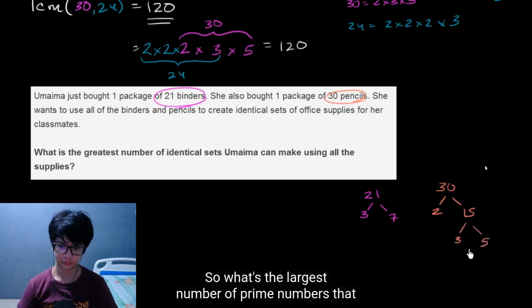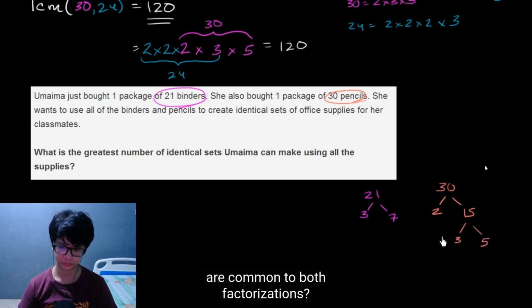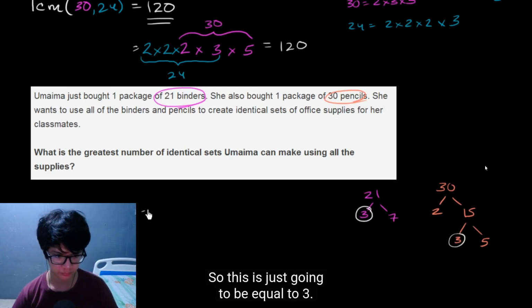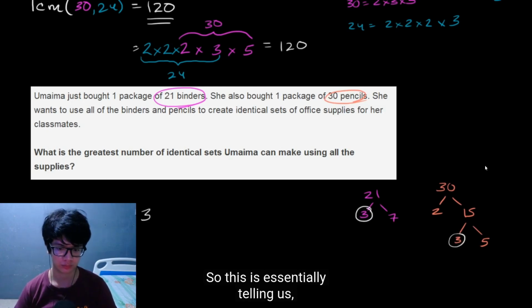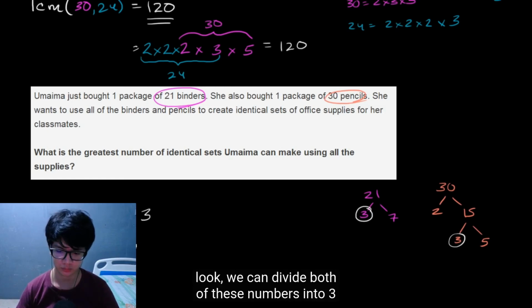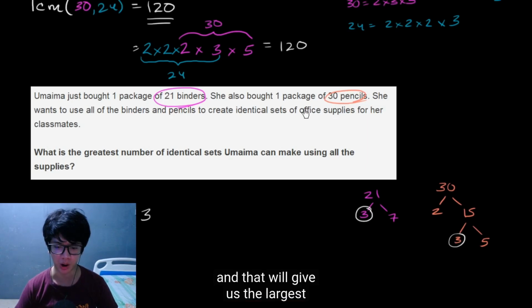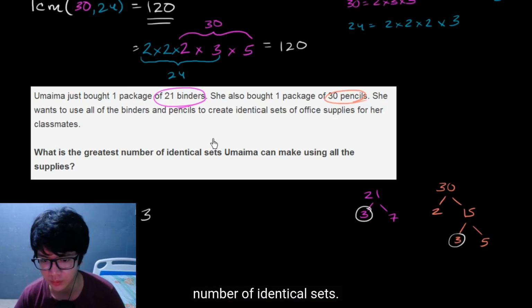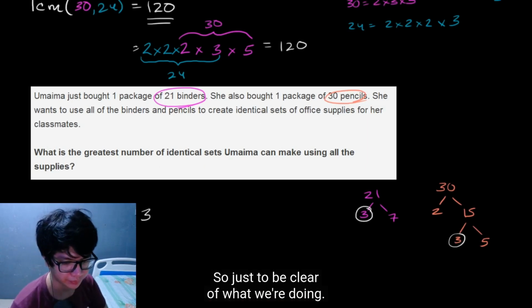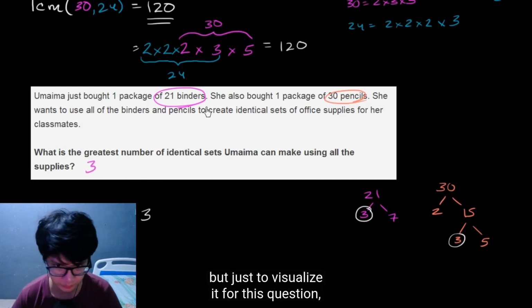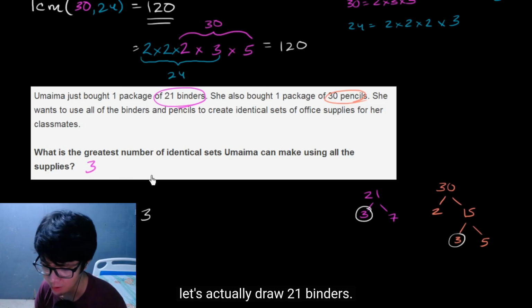So what's the largest number of prime numbers that are common to both factorizations? Well, you only have a 3 right over here. You don't have a 3 times anything else. So this is just going to be equal to 3. So this is essentially telling us, look, we can divide both of these numbers into 3, and that will give us the largest number of identical sets. So we've answered the question, it's 3, but just to visualize it, let's actually draw 21 binders.